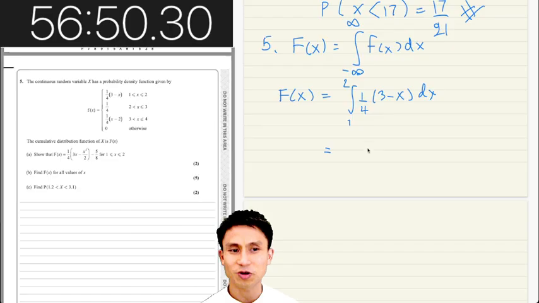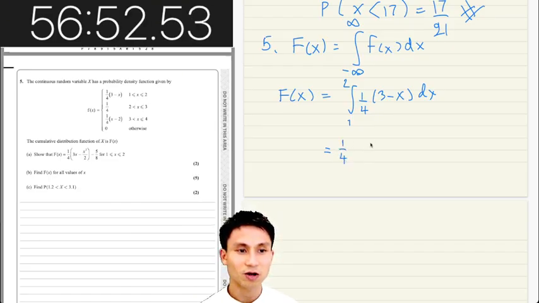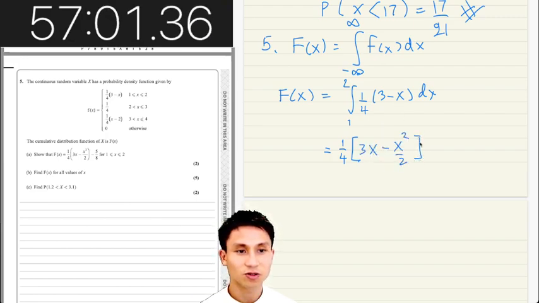So this is basically a pure math question. I can take 1 over 4 out because I don't want it in the integrand. And then integrating 3, I get 3x. Integrating minus x, I get minus x squared over 2. And then putting the bounds in, 1 to 2.